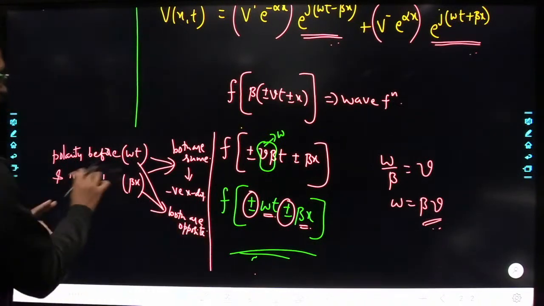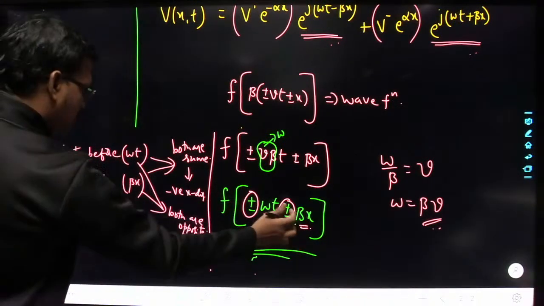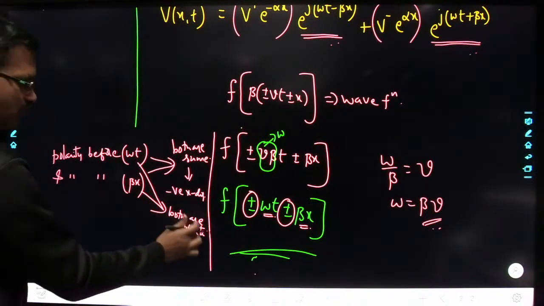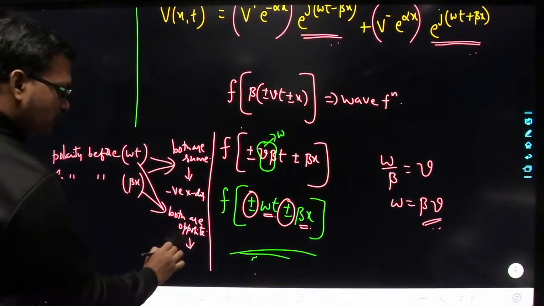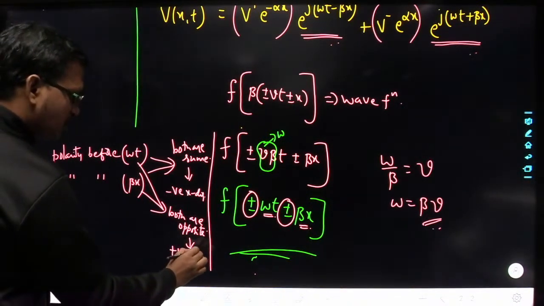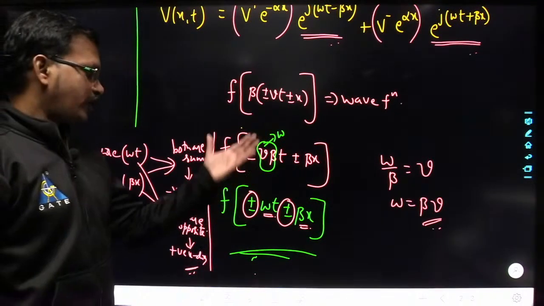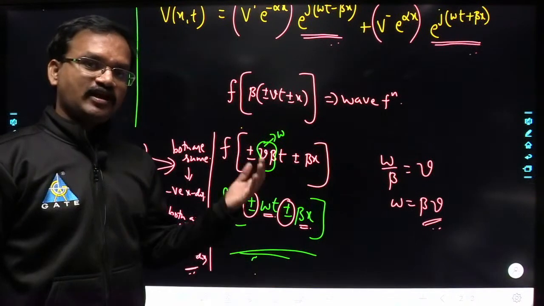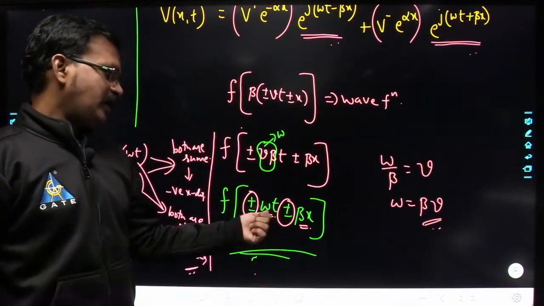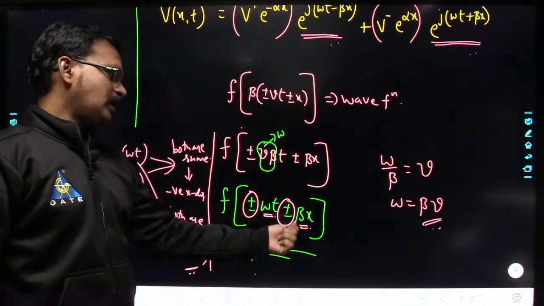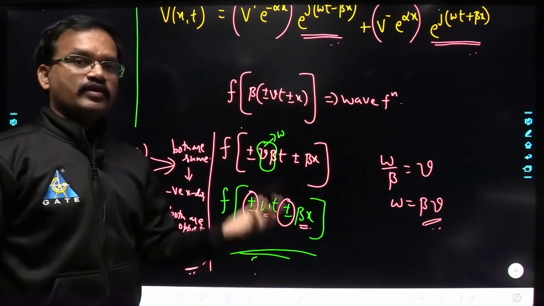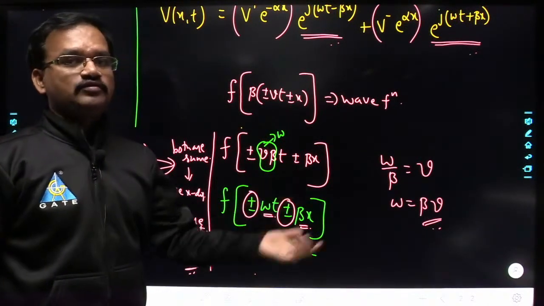If the polarity before omega t and the polarity before beta x are opposite, then the wave is going to propagate in which direction? Positive x direction. So this is what we have seen previously. Any function of this form will represent a wave, and depending upon the polarity before omega t and beta x, we can say which direction the wave is propagating.